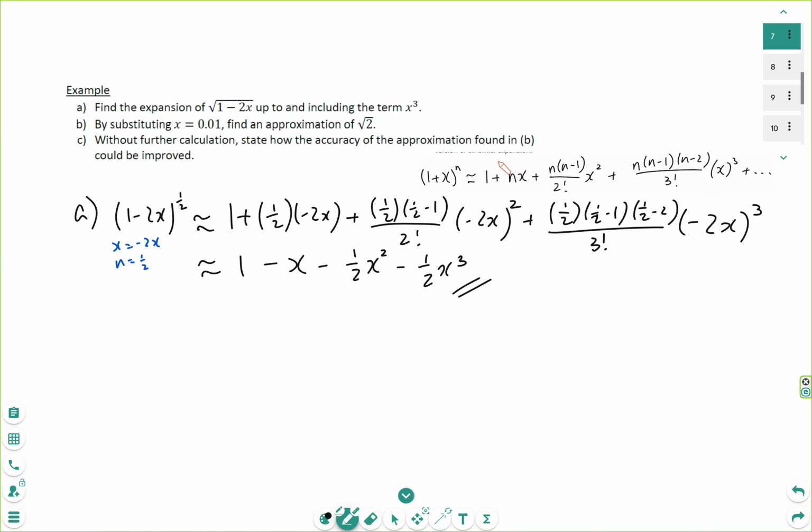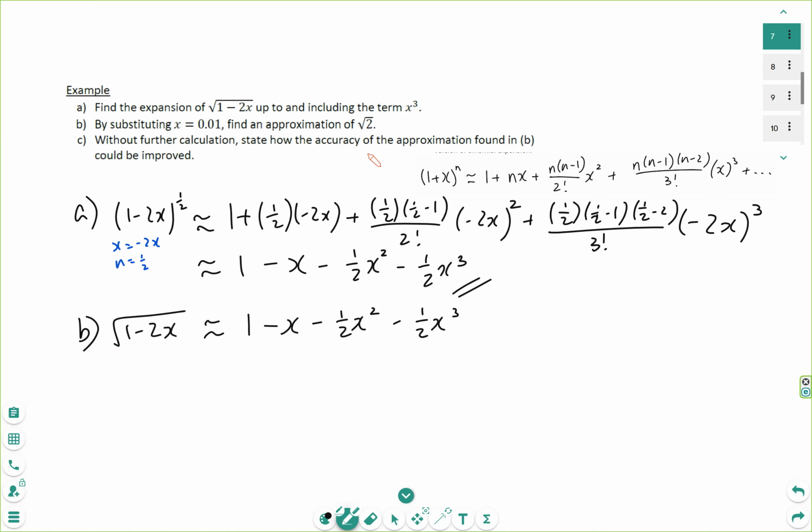Part B, by substituting x equals 0.01, find an approximation of root 2. Now, what I would do in here is rewrite the left-hand side, right-hand side. Let me write the left-hand side of the expansion. I'm going to use the original function. Square root of 1 minus 2x is roughly equal to 1 minus x minus a half x squared minus a half x cubed.